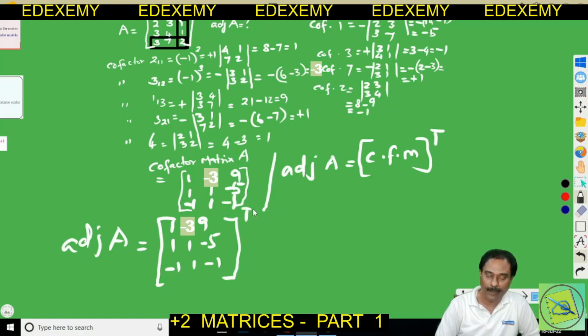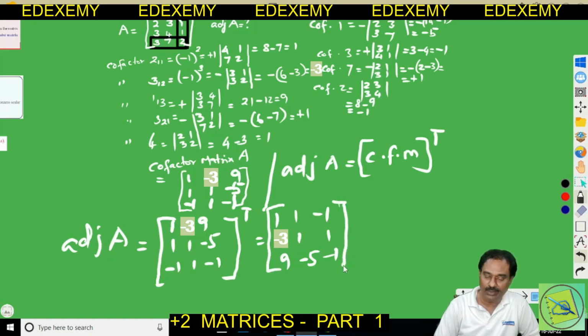Now what is transpose of a matrix? How to calculate it? You interchange rows and columns. You change rows into columns or columns into rows, then you get the transpose. Now here 1, 1, minus 1, which is in the first column, you write it as a first row. Then minus 3, 1, 1. In the second column you write as second row, and the third column you write it as a third row. That's all, finish. Now you got the adjoint of A.